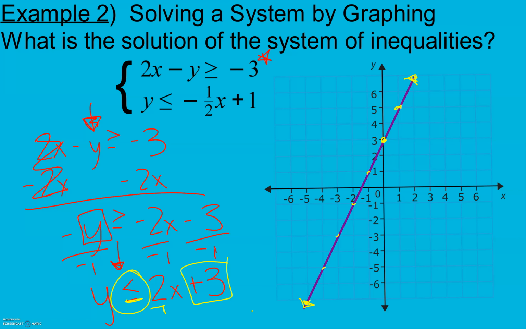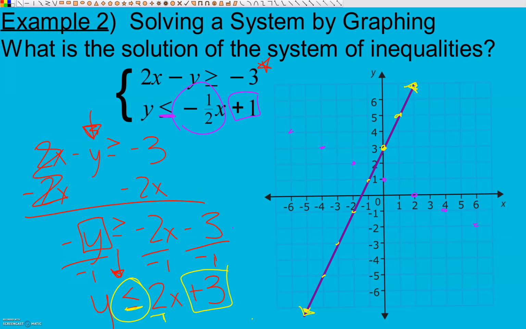My second equation is already in slope-intercept form. So I'm going to start at my intercept on my y-axis and use my slope to go down 1 over 2, or I can go up 1 back 2. Here again, it's equal to, so it's going to be a solid line. And there we go.